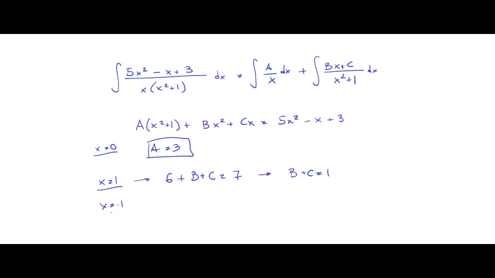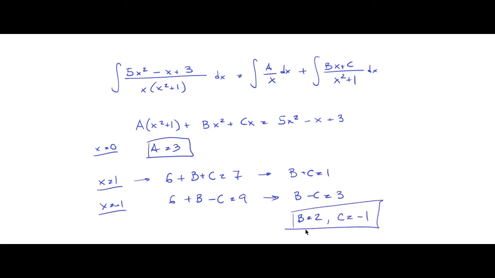And then you have, if x is equal to minus 1, for instance, you still have 6 here plus b minus c equals 5 plus 1, 6 plus 3, 9, or in other words, b minus c equals 3. Okay, so if you sum these two, you have 2b equals 4, b equals 2, and you subtract them, you have 2c equals minus 2, or c equals minus 1. Okay, so now let me substitute here. And so this is 3 over x, and then you have (2x minus 1) over (x squared plus 1). Okay.